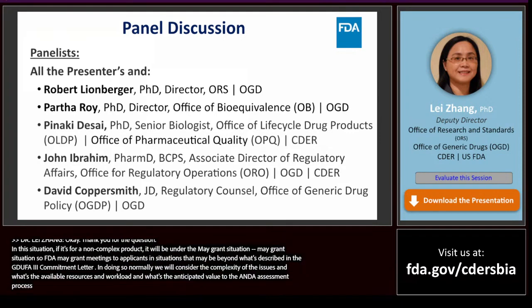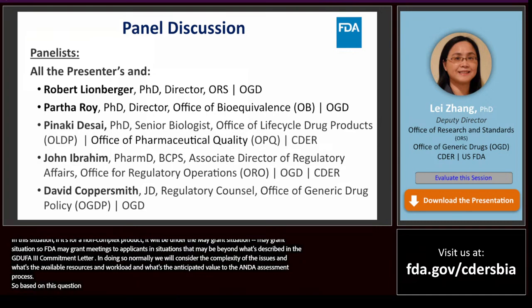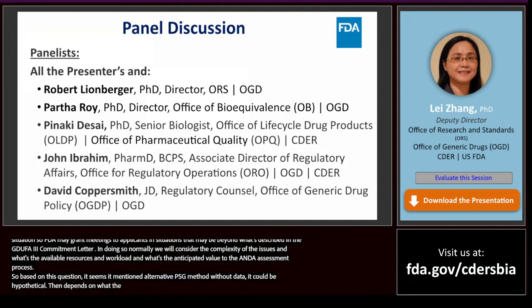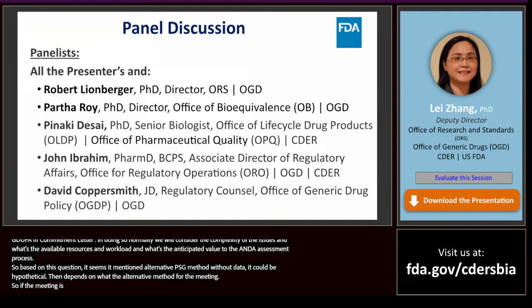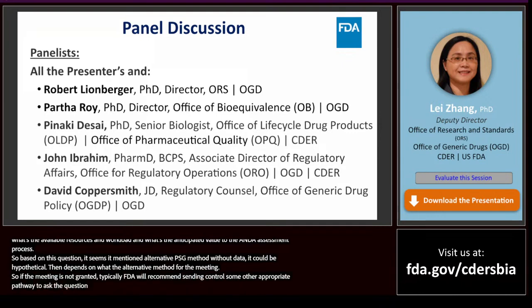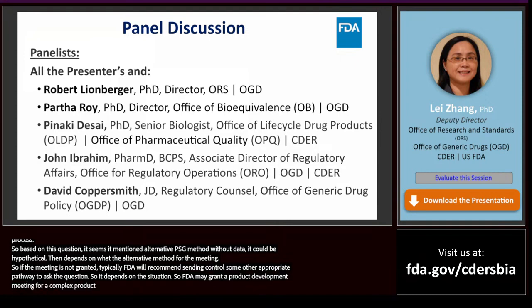So based on this question, it seems it mentioned an alternative PSG recommended method without data. It could be hypothetical. Then it depends on what alternative method they will propose. It may or may not work for the meeting. So if the meeting is not granted, typically FDA will recommend sending a controlled correspondence or some other appropriate pathway to ask the question. So it will depend on the situation. So FDA may grant a product development meeting for a non-complex product if they propose an alternative approach to the PSG. It will depend on the situation. Thank you.